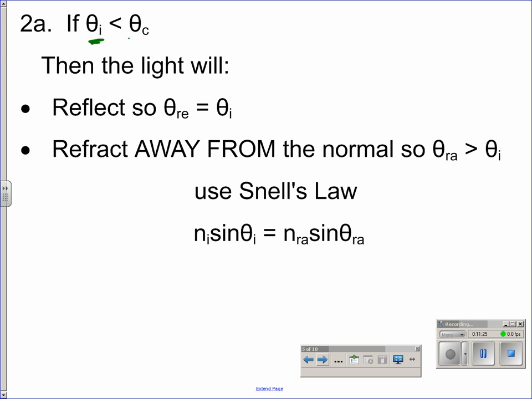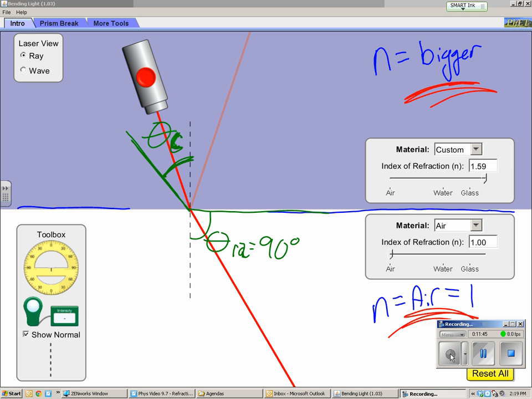If your angle of incidence is less than your critical angle, then the light reflects, just like always, and it refracts away from the normal, so that now your angle of refraction is bigger than your angle of incidence. And again, you use Snell's law just like normal. So what I just underlined would be this.